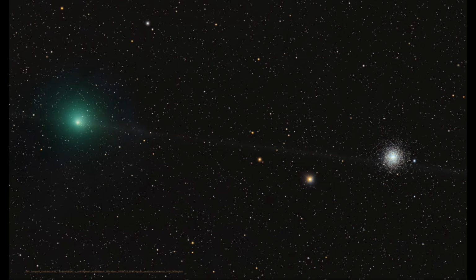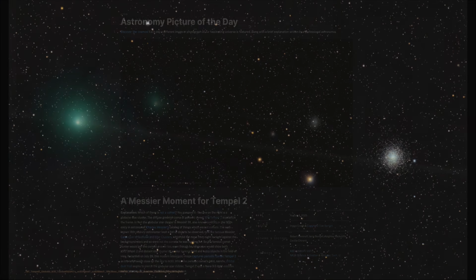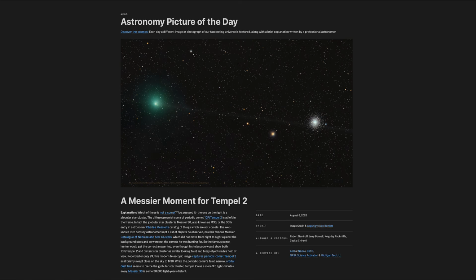image today. You have a comet, which is part of our own solar system. You have stars relatively close to us within our galaxy, many of them probably hundreds or thousands of light years away. And you have the globular cluster tens of thousands of light years away. So all of those things in the same image, on the same celestial sphere, but actually at widely varying distances. So that was our picture of the day, titled A Messier Moment for Tempel 2.